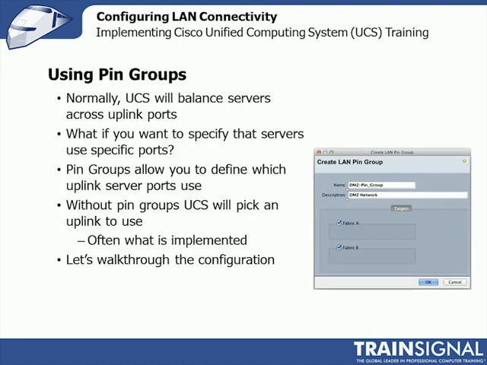Now let's take a look at pin groups. We've talked a little bit about pin groups before, but basically they allow you to point servers to specific uplinks on the interconnect. Now by default, UCS will round robin balance the server blades and the I/O ports across all available uplinks. But what if you want to specify that maybe I want to dedicate 2 10 gig connections just for an Oracle server or an Oracle cluster? And so that's what you can do with a pin group.